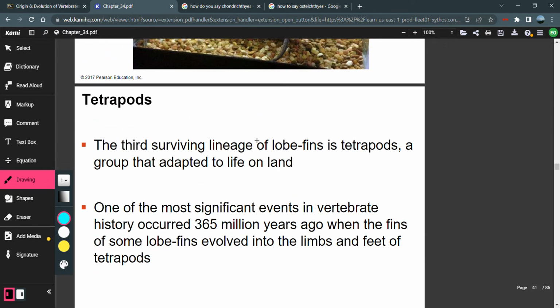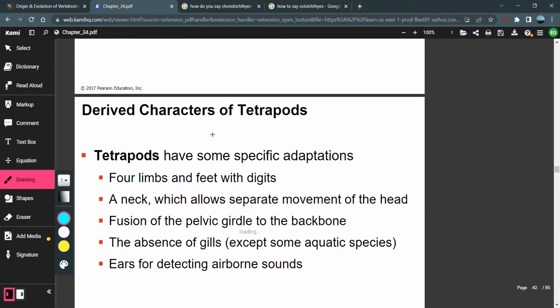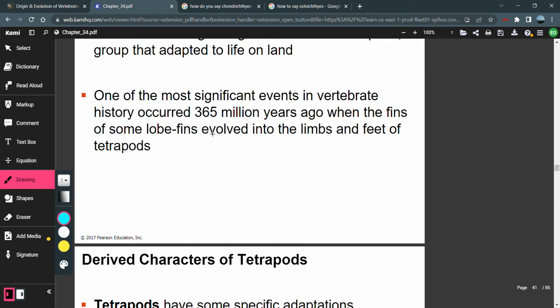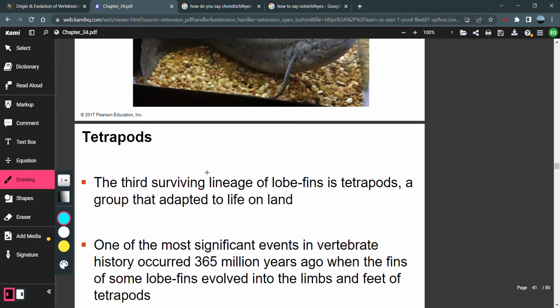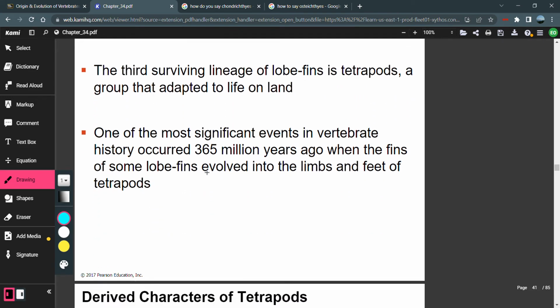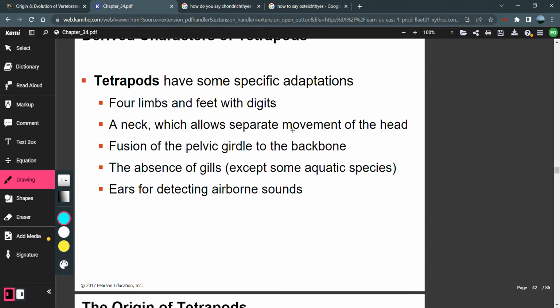The third surviving lineage of lobed fins is tetrapods, a group that adapted to life on land. So lobe fin to tetrapods was a major event. It was a major transition from aquatic to terrestrial. So they have 4 limbs with digits, a neck, an absence of gills, fusion of the pelvic girdle to the backbone. The pelvic girdle is just your pelvis, basically.